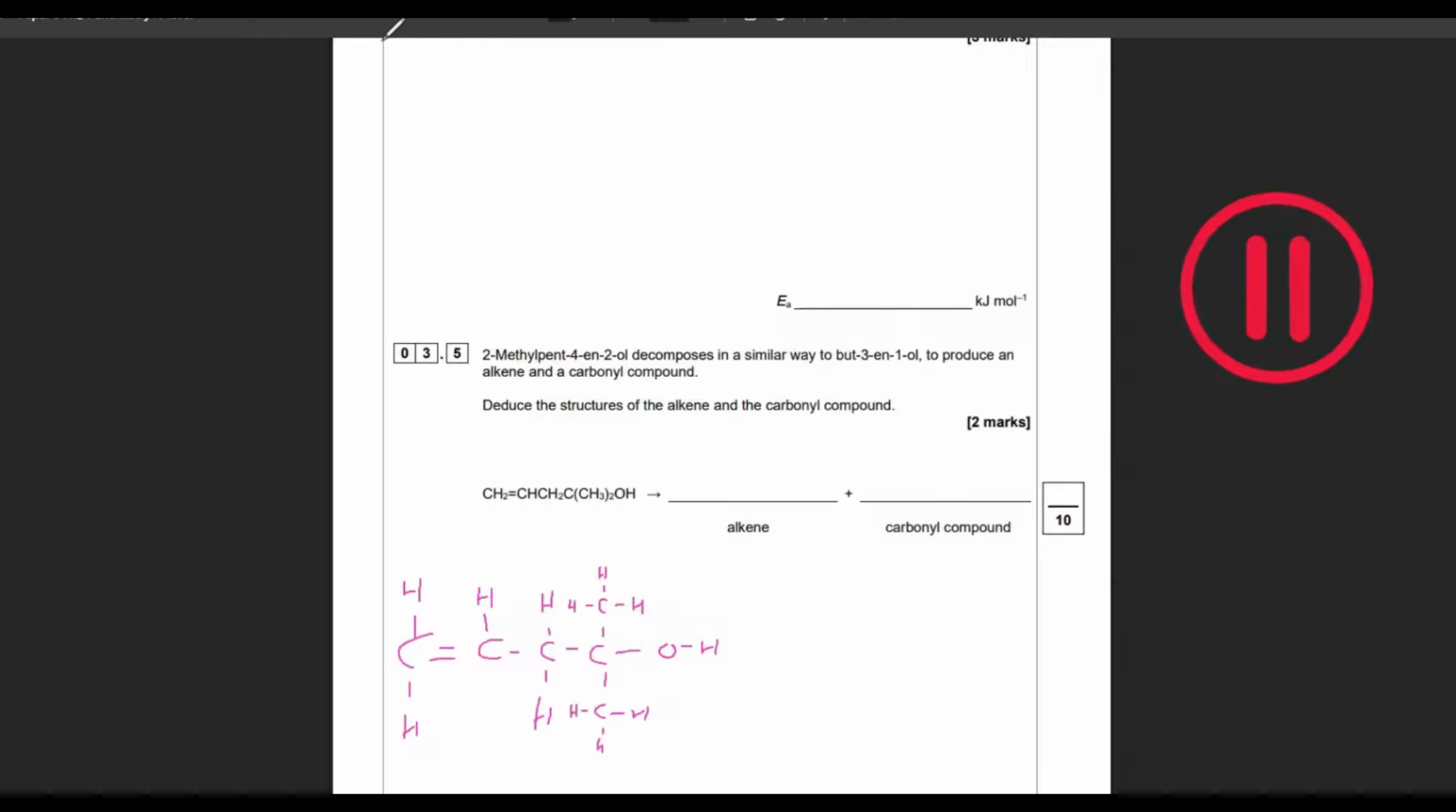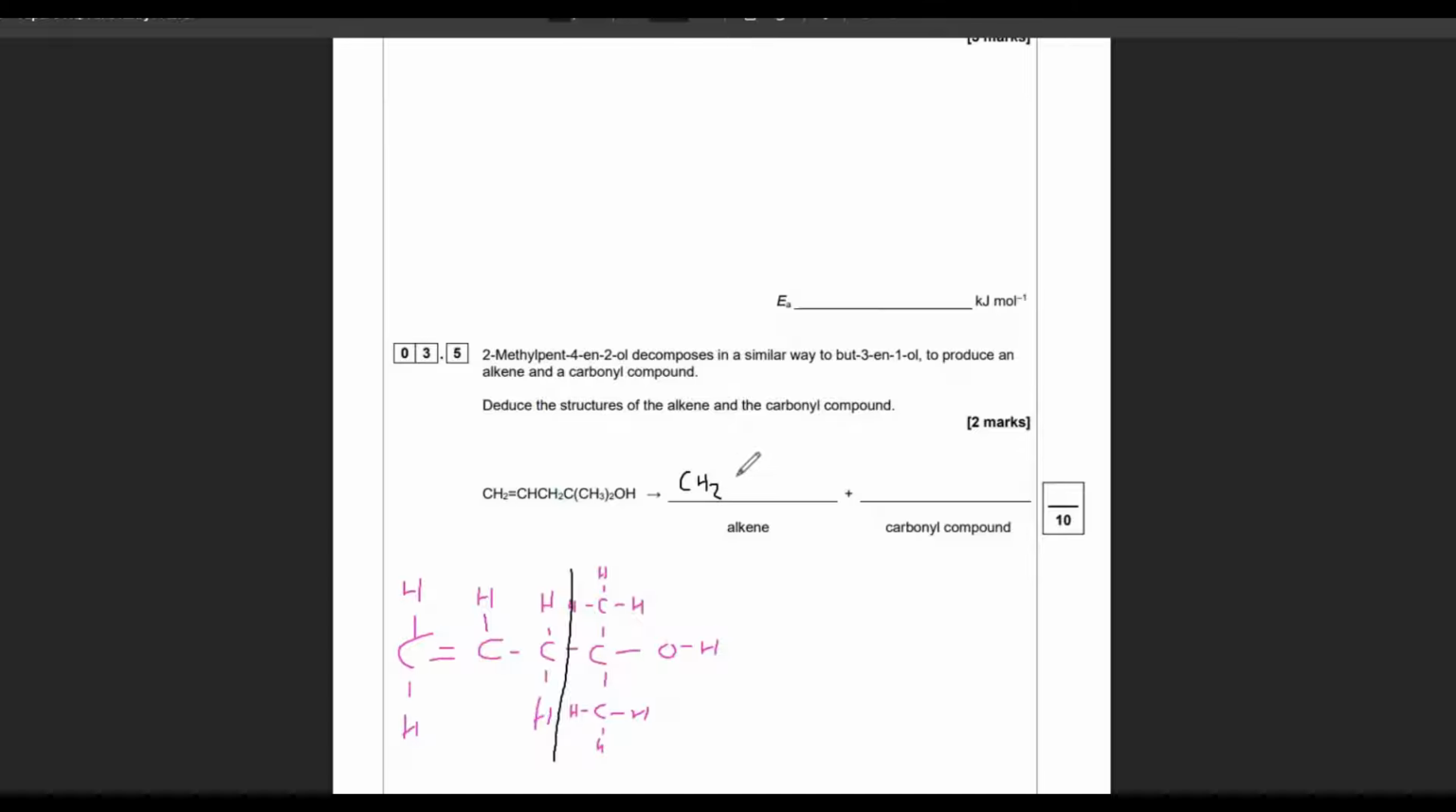Okay, so you can see what I've done here. I've drawn out the displayed formula for this. So we've got the double bond, we've got the two CH3 groups coming off of this carbon, and then we've got the OH also coming off of that carbon. And so if we want to split this into an alkene and an aldehyde, I guess the most obvious place to split this is going to be here. We're going to split along there. So we're going to make our alkene.